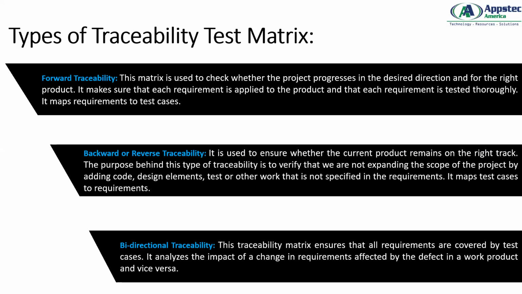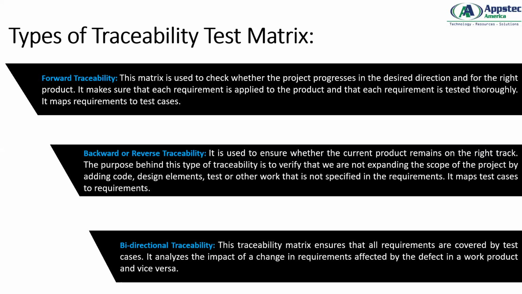Okay. It makes sure that each requirement is applied to the product and that each requirement is tested thoroughly. It maps requirements to test cases. So the impact of forward traceability is to map the requirements to the test cases. Okay. So if I have 10 requirements, I should have a similar number of test cases, and my project is moving in a forward direction. Nothing goes back.